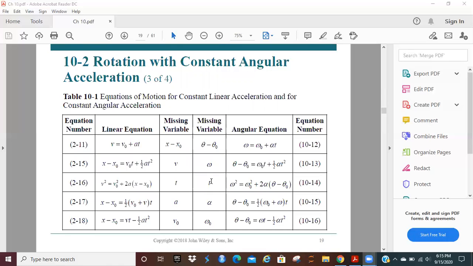This chart may very well come in handy for you. It is a correspondence. And that correspondence is trying to show you the difference between linear and angular movement. And you can see these kinematic equations in the linear form from chapter 2, and you can see how they correspond to the angular form in chapter 10. And you can see their counterparts.